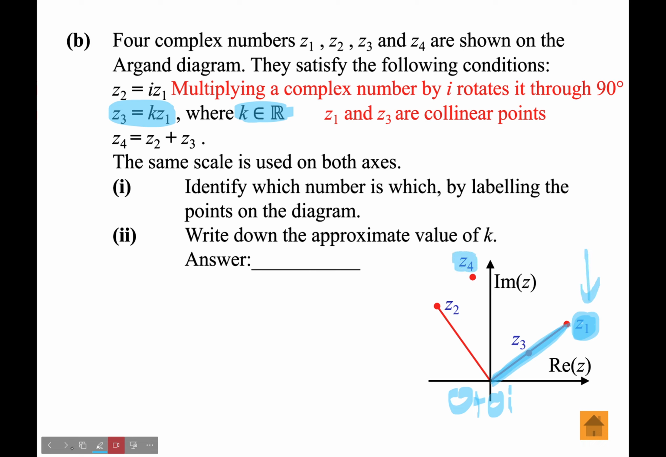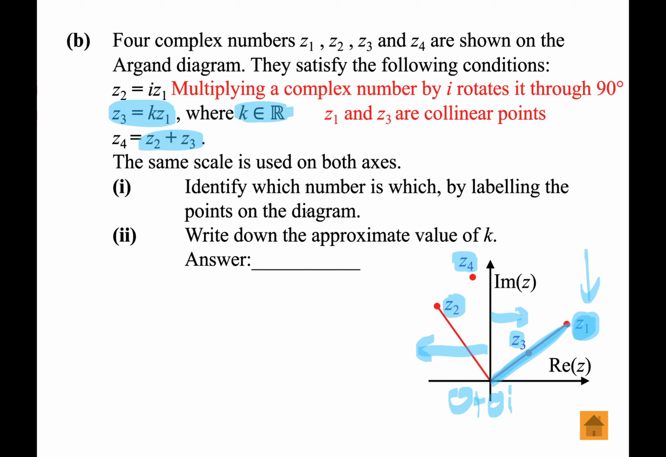Now it makes sense that this is Z4 as well, because I'm adding Z2 and Z3. If you think about it, the imaginary parts are both positive. So when you add the 2 positive imaginary parts of Z2 and Z3, you're going to go even further up in the imaginary. Z2 has a negative real part, Z3 has a positive real part. You can see that Z2 is further to the left than Z3 is to the right. So therefore you will end up with a negative real part when you put them together. Okay, so that is our answer for that part.